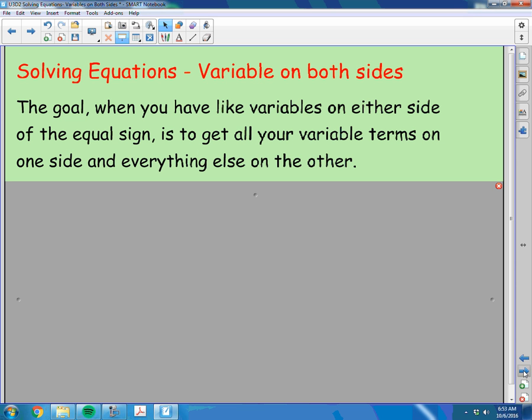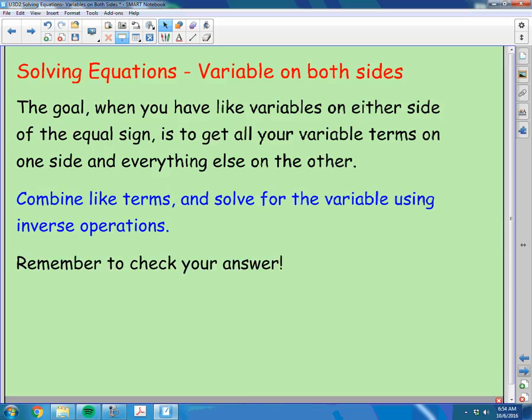So let's get into what we're going to do today. Today we're going to deal with variables on both sides. It doesn't really change the process, it just adds a step or two based off what it looks like. Your goal is to first move all your variables to one side, and then move your numbers to the other. Then solve just like normal. Combine like terms, solve for the variable using inverse operations, and please, please, please make sure you check your answers.